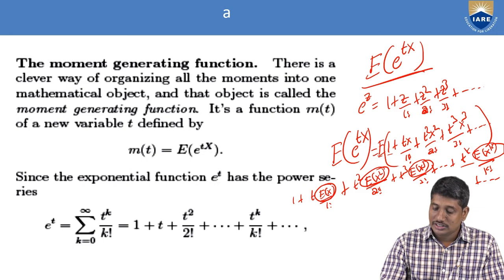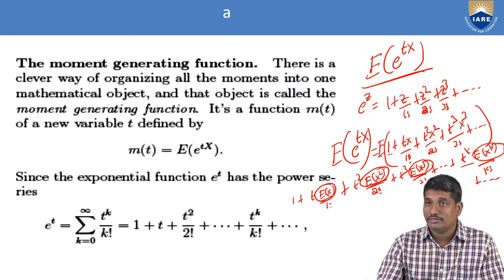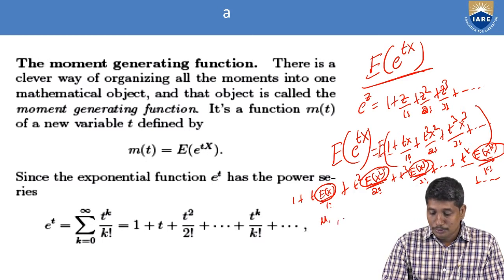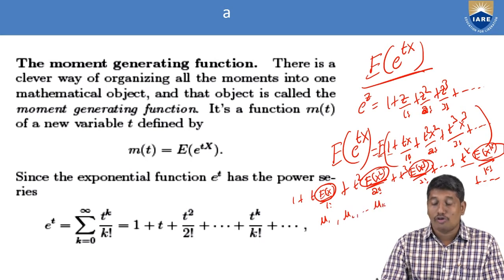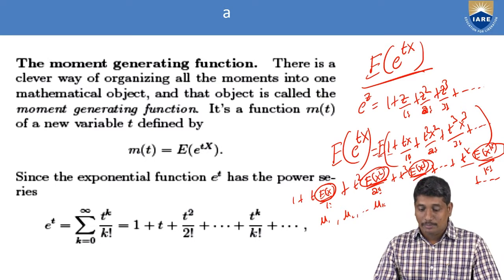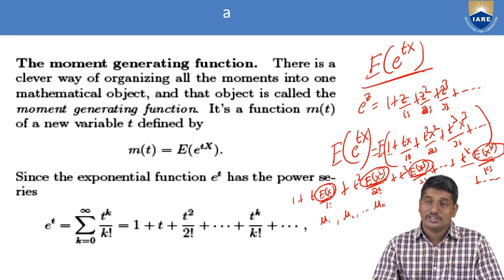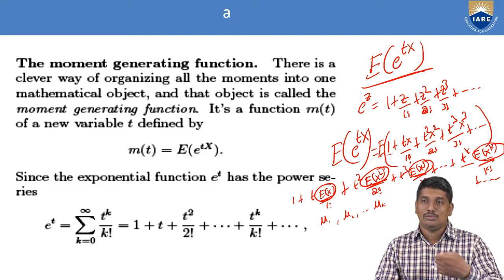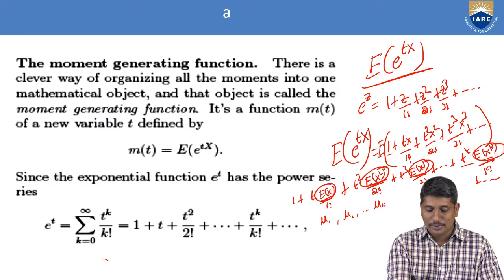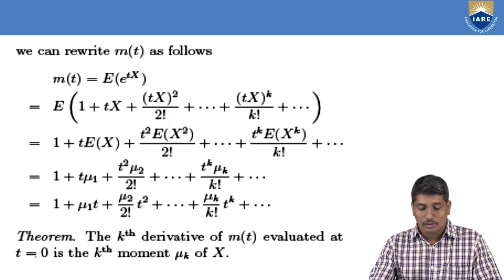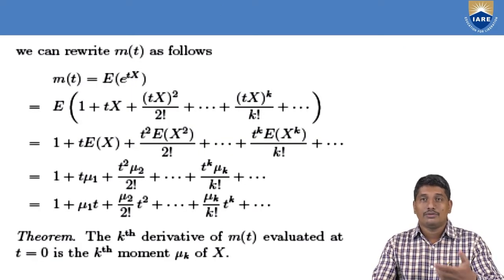Now these quantities E of X square, E of X cube, and so on, E of X power k, are denoted by mu1, mu2, and so on, mu k, which are called the moments of the probability distribution represented by the random variable X. So mu1, mu2, mu3, and so on, mu k are known as the moments, and this expansion is known as the moment generating function of the random variable X.